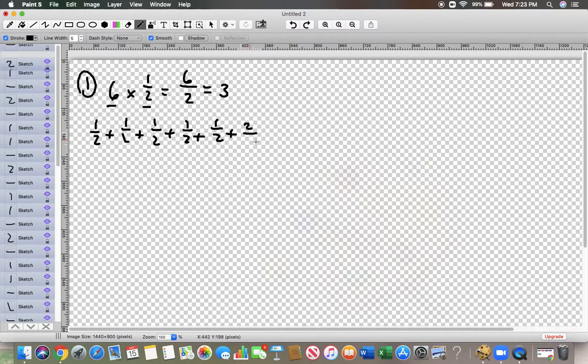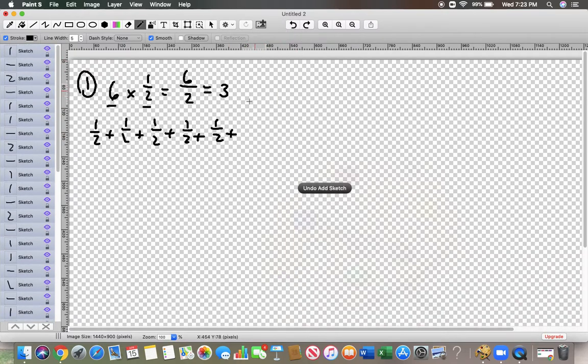Again, this is the longer method, isn't it? We have a much faster and efficient way to solve these, but this way works just as well. 1, 2, 3, 4, 5, 6 over 2 as well, which reduces down to 3. 3 is your final answer there. All right, let's move to number 5.